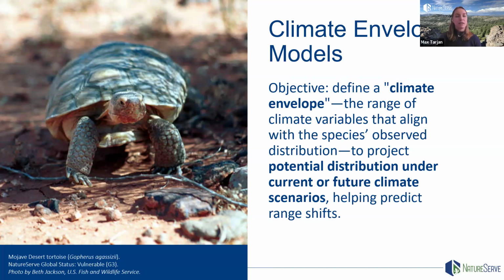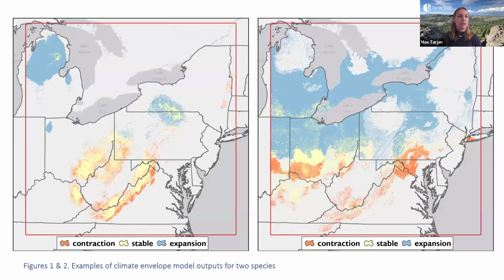The types of products that we're aiming to create look like this, where we are comparing predictions under the current conditions and future conditions. So these are two examples for two different species. What you're looking at is showing how current to future conditions will change and which areas will be suitable for the species based on the climate envelope.